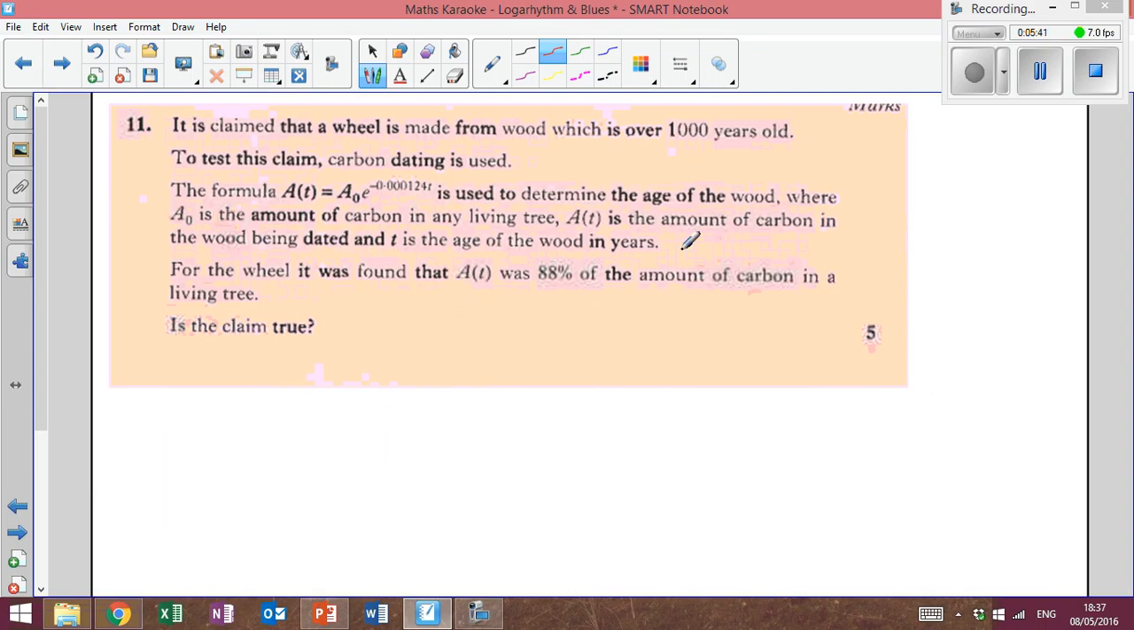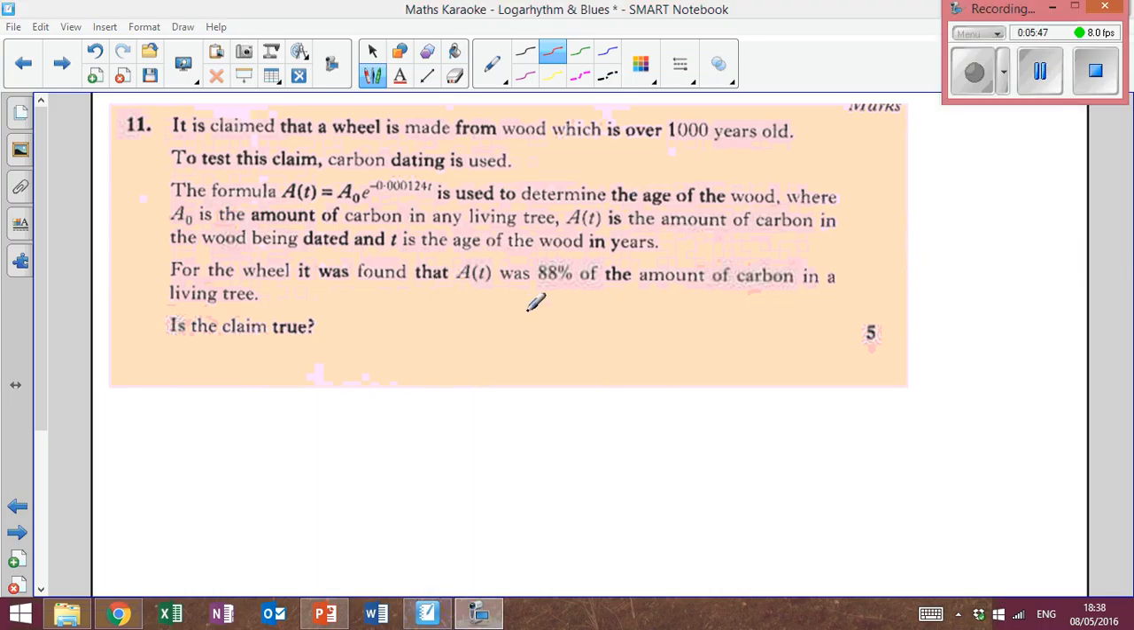Okay, the second one: it is claimed that a wheel is made from wood which is over 1,000 years old. To test this claim, carbon dating is used. This is your formula to determine the age of the wood. For the wheel, it's found that A(t) is 88% of the amount of carbon in a living tree. Is the claim true? So we're checking, is it over 1,000 years old?